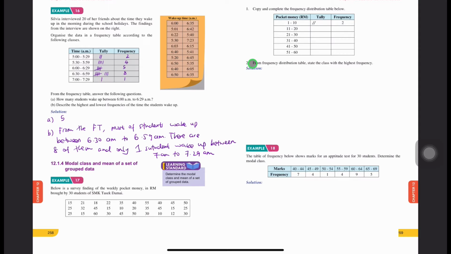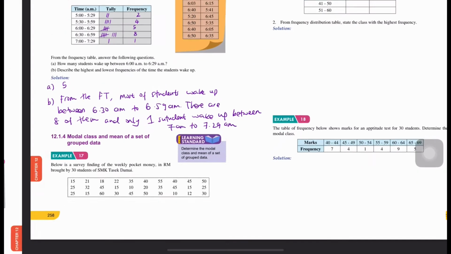So welcome back to our class. Today we're going to continue from our previous lesson. I hope you can complete your assignment without any problem, because I think the question is quite straightforward. Now let's move to the next learning standard.